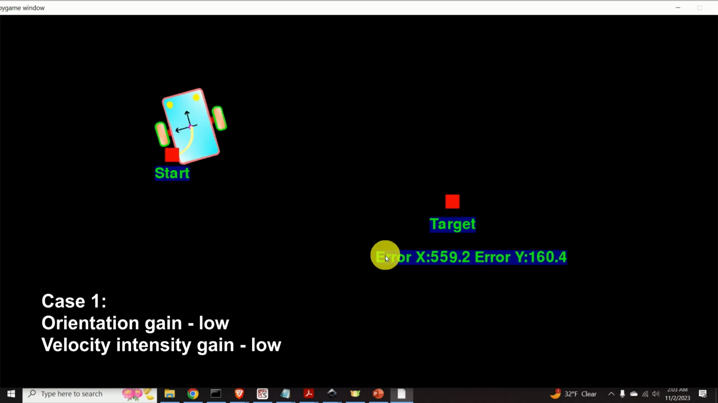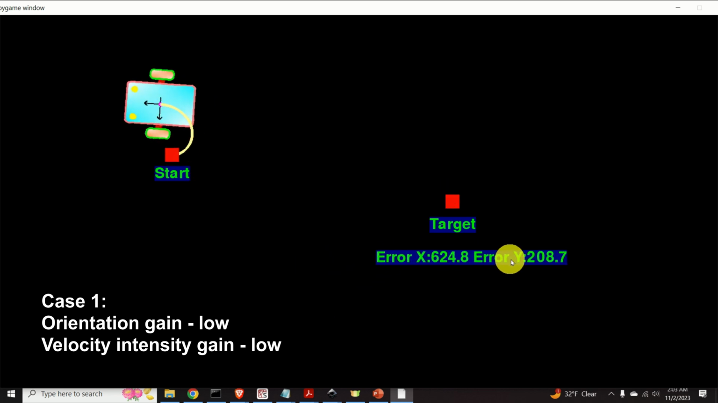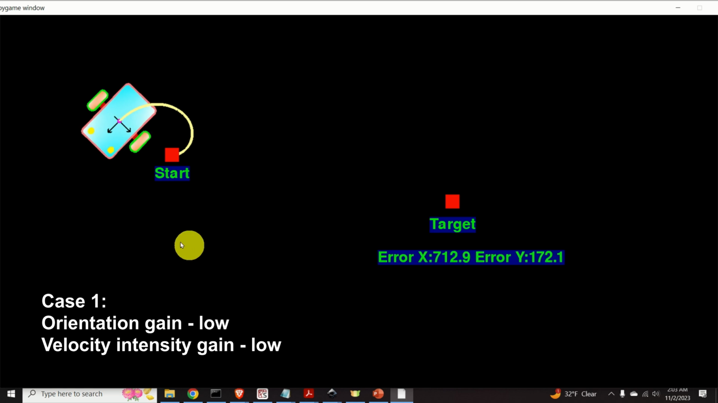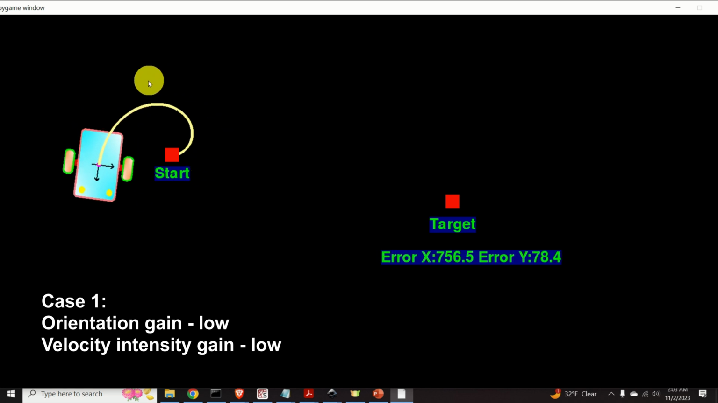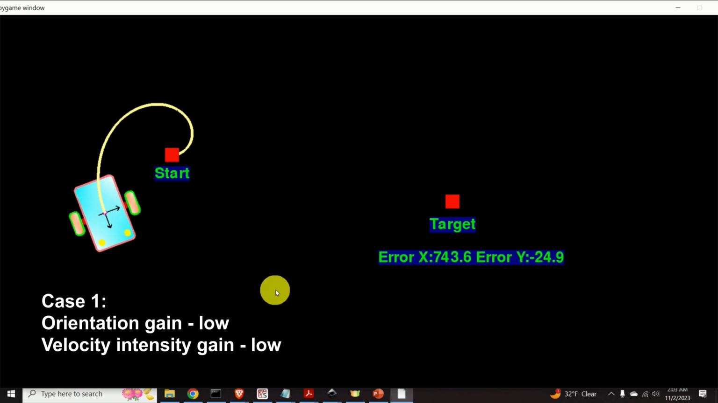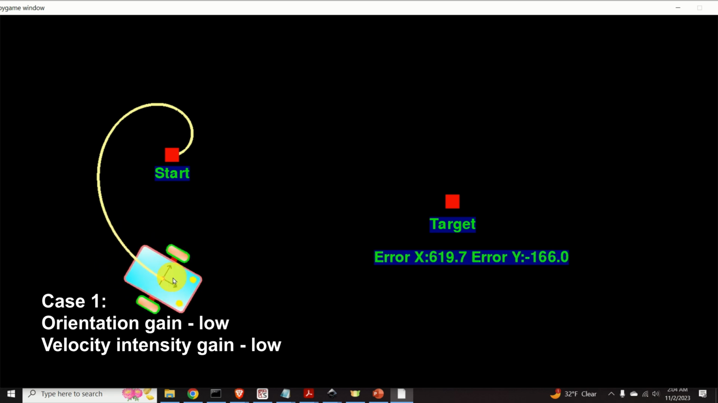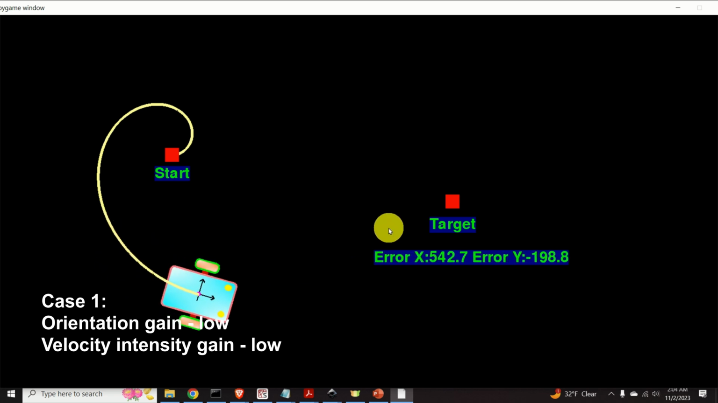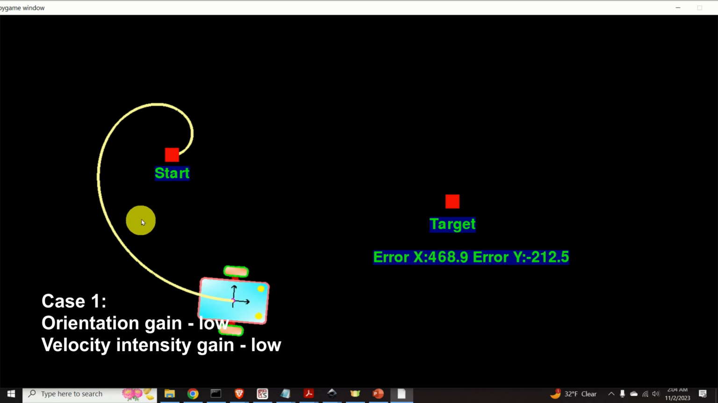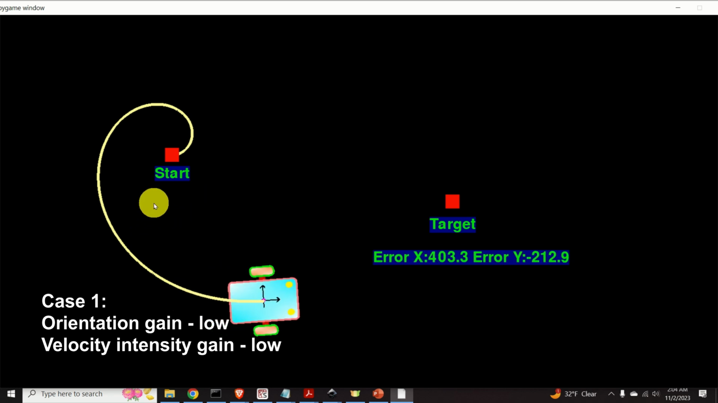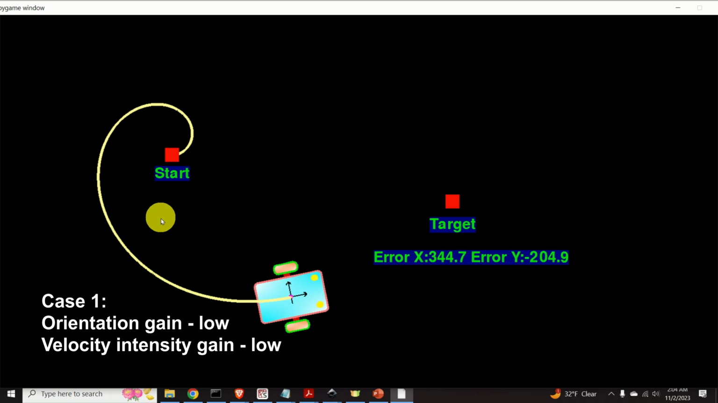The control error in the X and Y directions is shown over here. We can see that after initial overshoot, the control error will decrease, and eventually, this robot will reach its destination. However, the path is not the shortest path, and this is the drawback of this case.